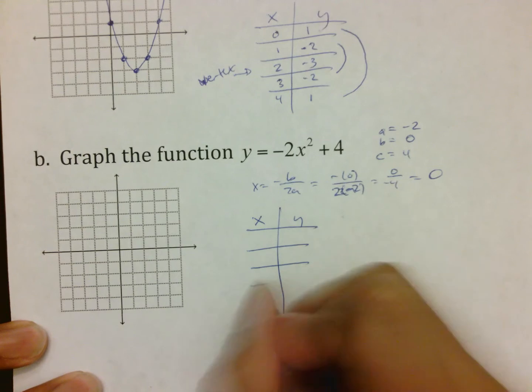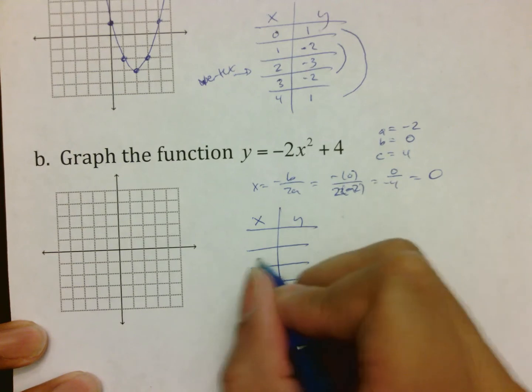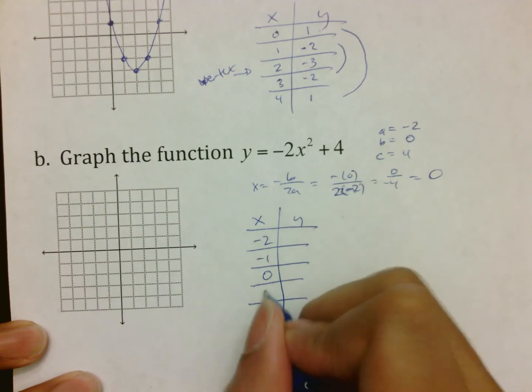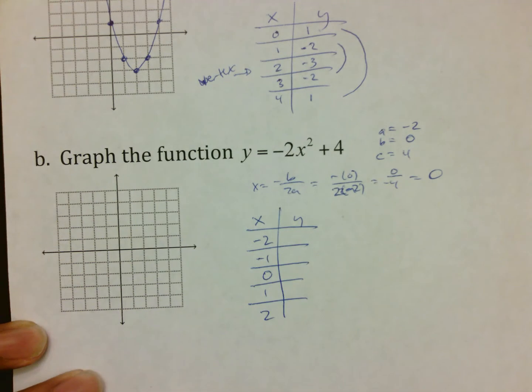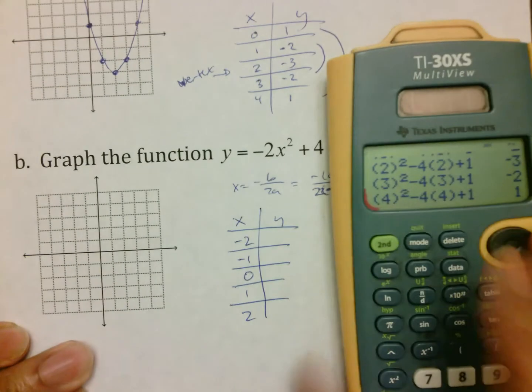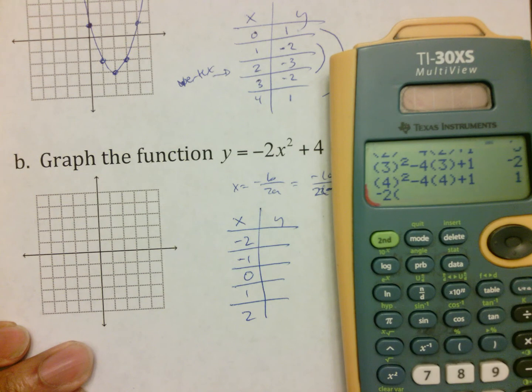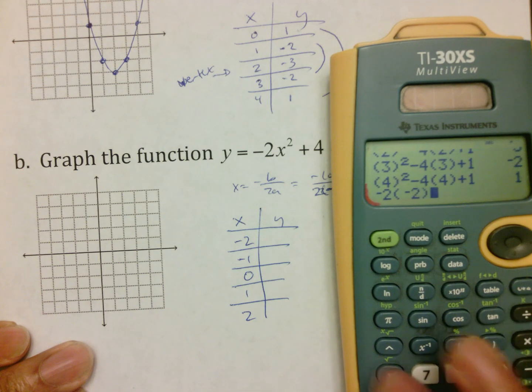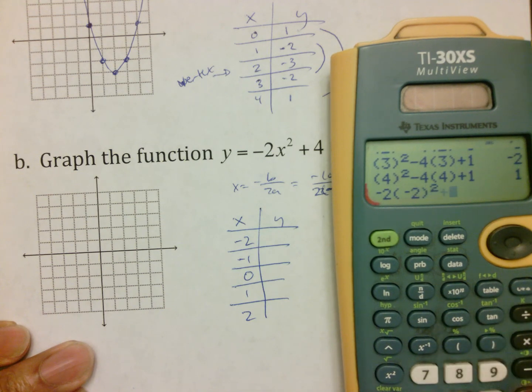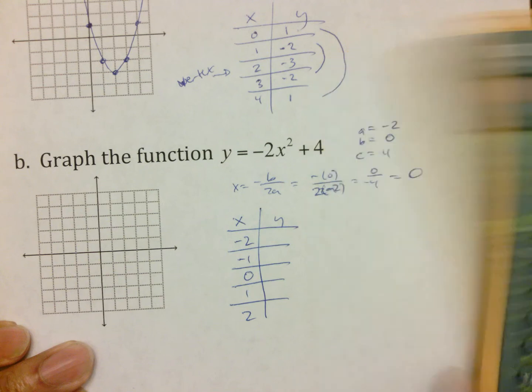But other than that, when you go through this, make 5 points with 0 being in the center, and again surround 0 with the numbers that are next to it, and then go through. So negative 2 parentheses negative 2 squared plus 4 is negative 4.